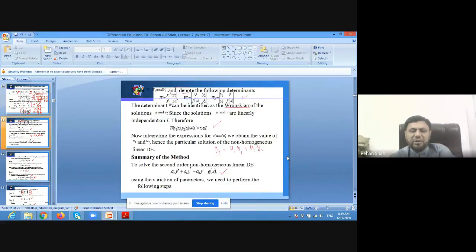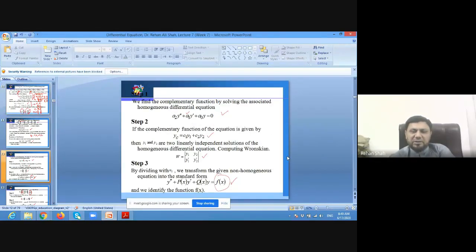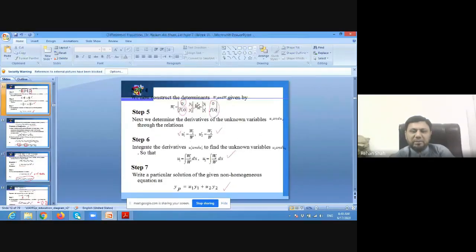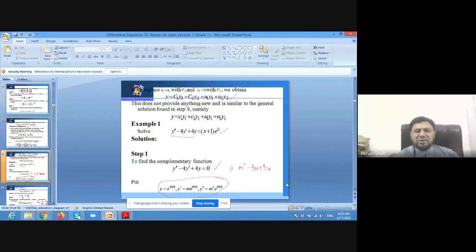So, a summary of this method. You first write the homogeneous equation of that non-homogeneous equation. You find yc, then you find W, and then you find W1 and W2 in the next step. Then you divide W1 and W2 by W, and integrate, and you will get u1 and u2. In the last step you put them in yp, so you will get the solution. These are simple steps.